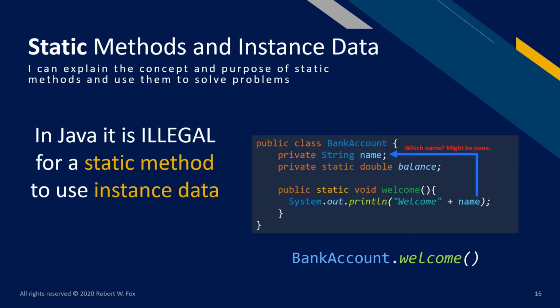The answer is that Java is going to have no idea which name to display. If I say bankaccount.welcome, it'll call the welcome method, but then as far as the name goes, is it Molly's name? Is it Micah's name? Is it Noah's name? What if I haven't even made any objects yet? Well, then there's no names to display there. And so this creates confusion for Java, which is why in Java it is illegal for a static method to use instance data, because it's just too easy for Java to get confused because it doesn't know what data to actually use. There might be multiple names in this case, or there might be no names. So static methods cannot use instance data.